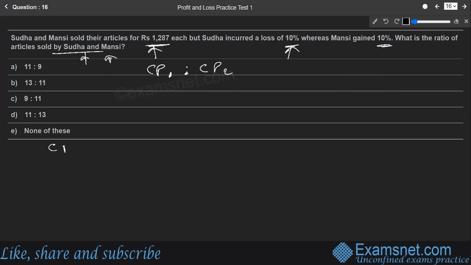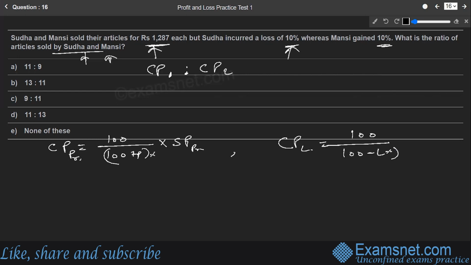So let us find out the cost price value. There's a formula for cost price that can be brought in. The cost price can always be calculated when it is a profit scenario. Whenever you have a profit, the cost price can be calculated by 100 over 100 plus profit percent, into selling price of profit. Whenever there is a loss, the cost price of the loss deal can be found out by 100 over 100 minus loss percent, into selling price of loss.